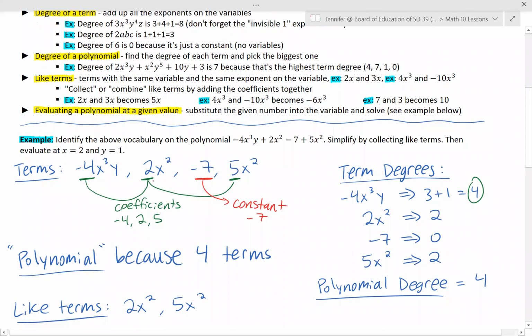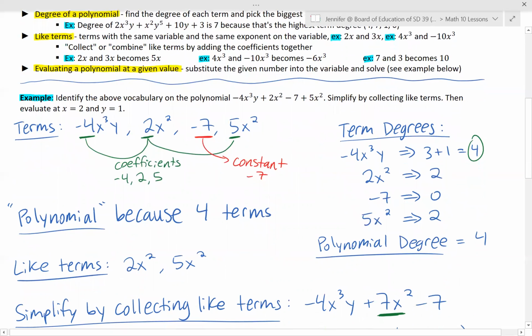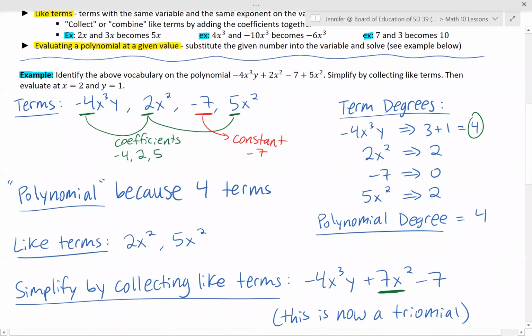The like terms, 2x squared and 5x squared, are the only like terms in this polynomial. And then to simplify by collecting them, that would just give us the total of 7x squared. So this is now a trinomial once we've combined those two terms together.